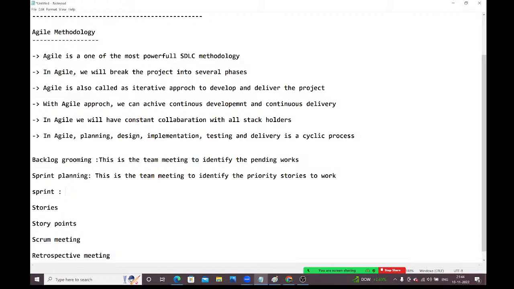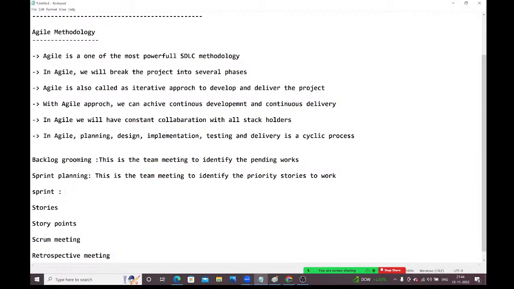What is a sprint? Backlog grooming sessions and sprint planning are meetings, guys. In these meetings we will discuss these things. Backlog grooming means all the team members will sit together and identify the pending works. Sprint planning is also a kind of meeting, to identify the priority stories.